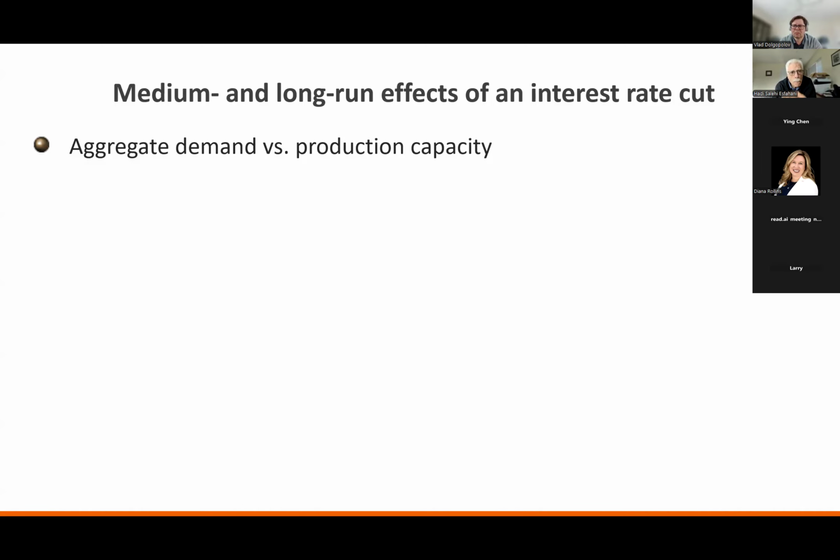So for the medium and long run, when the role of production capacity becomes very important, the limitations in capacity cause inflation to go up if demand goes up.